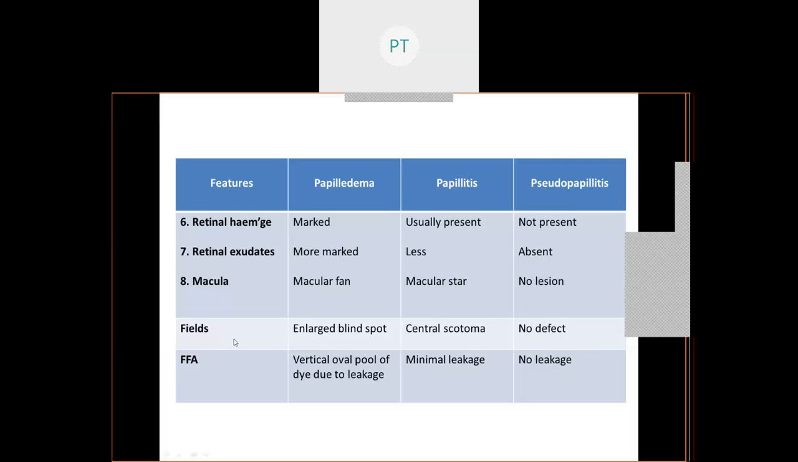Then in visual fields, you usually see an enlarged blind spot in papilledema. In papillitis, you see different types of scotomas. Okay, you have centrocecal, central scotoma, altitudinal, and whatever other types of visual field defects you can see. In pseudopapillitis, it is normal. And when you do a fundus fluorescein angiography, there is minimal leakage in papillitis, no leakage in pseudopapillitis, and there is leakage in papilledema. So these three differentials are important. You have to know. It does come as an exam question.